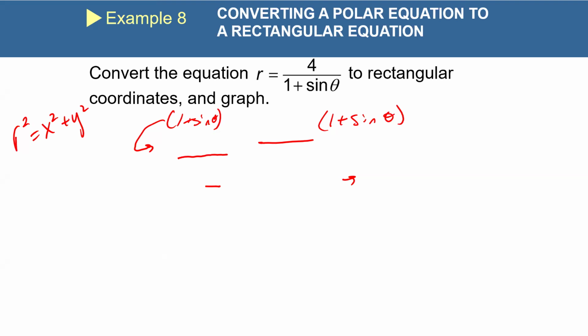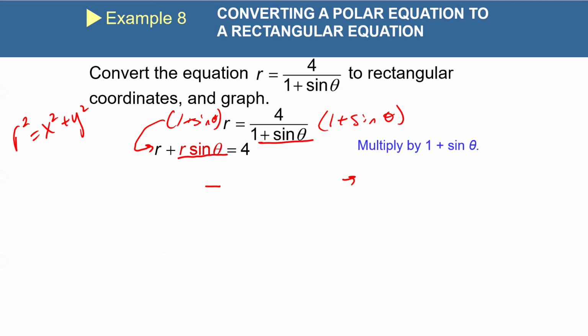The main thing here is you want to get the 4 by itself. So before you get started, what are you going to do? And then you get the constant by itself. I'm going to multiply both sides by 1 plus sine theta, right? When I multiply by 1 plus sine theta, on the left-hand side, I'm left with r plus r sine theta equals 4. What does r sine theta equal?